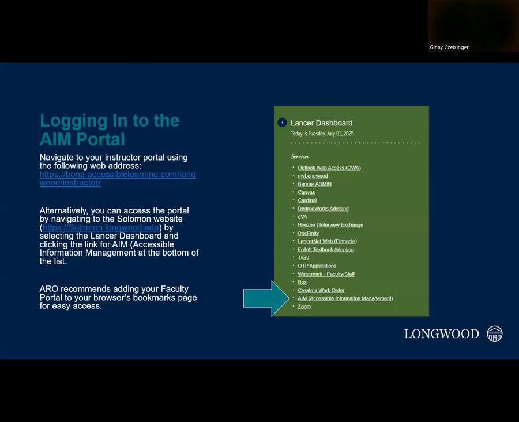AIM, or Accessible Information Management, is the content management system utilized by the Accessibility Resource Office. AIM provides information related to the accommodation and accessible testing for each student registered with our office. As Longwood faculty, you will interact with this portal to access accommodation letters and information for students and arrange proctored testing for students who use the testing center.